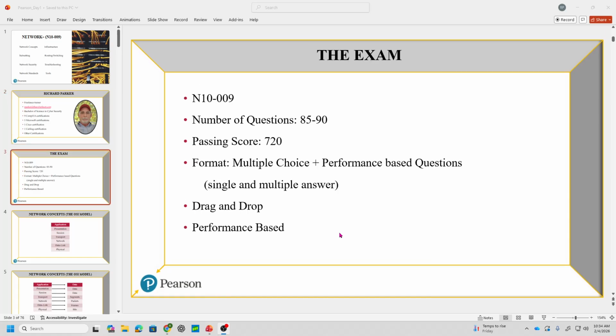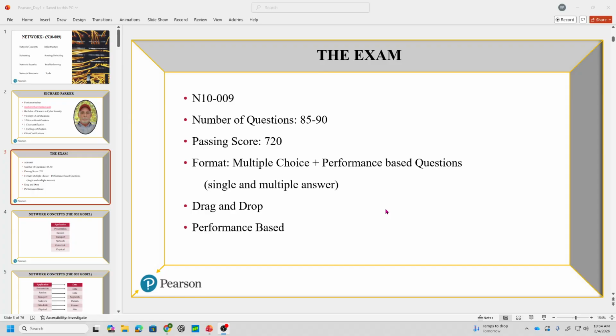So let's get started. Let's talk about the exam a little bit. There are 85 to 90 questions. You need a passing score of 720, pretty much a C. You don't have to be perfect. What is the format? Well, mostly multiple choice. There are some performance-based questions right out of the gate, and they will ask you to configure something, and you basically will just have to click the drop down and then click on the proper choice for what that configuration would be.